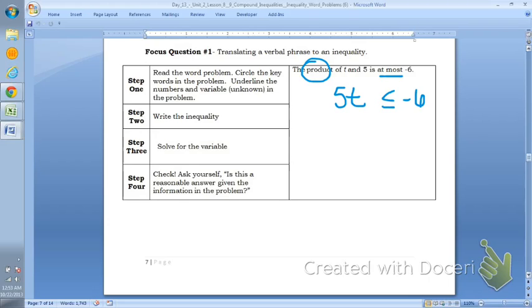Right. This problem doesn't have any constants in it for us to add to it. Now that we have our inequality statement, we need to solve it. To get that t all by itself, you would divide by 5. Divide by 5. So t is less than or equal to -6/5, which doesn't reduce any.